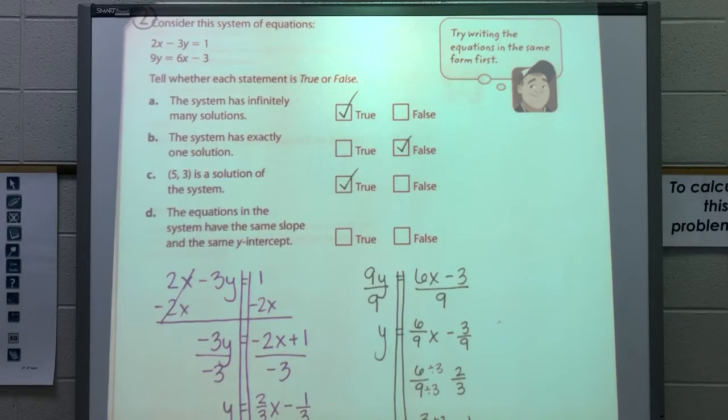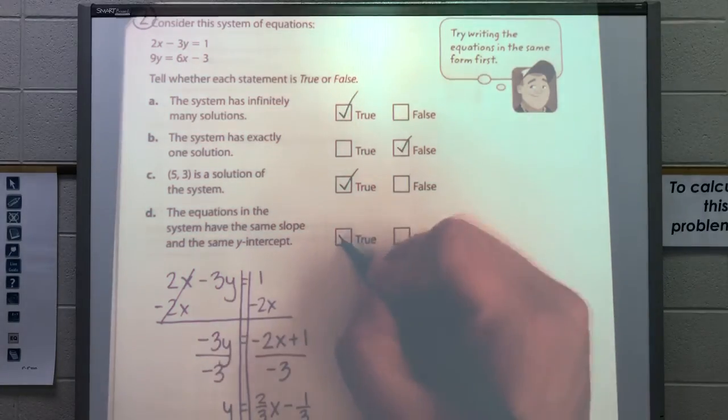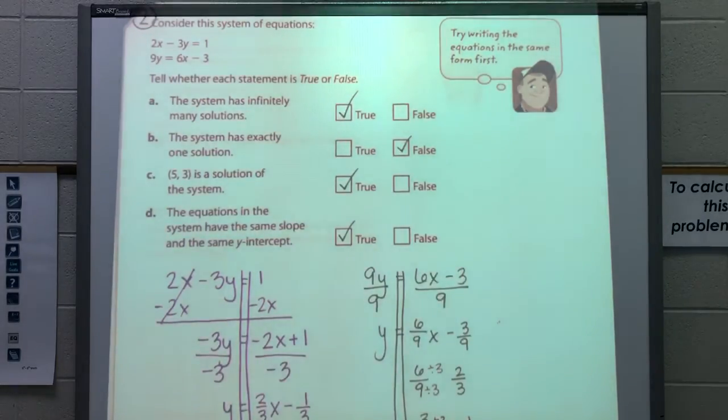D, the equations in the system have the same slope and the same y-intercept. That is also true. That is also true. Moving on to the next question.